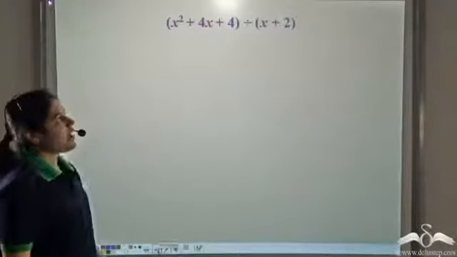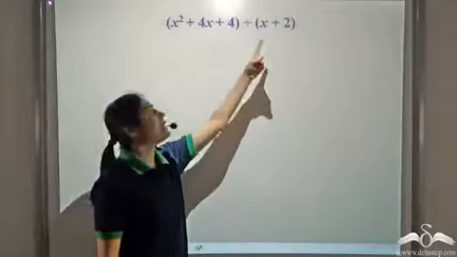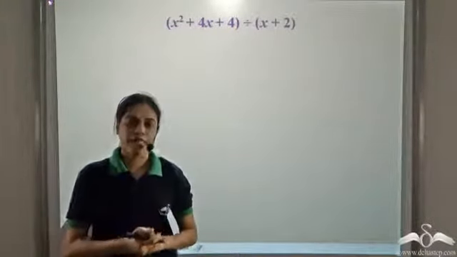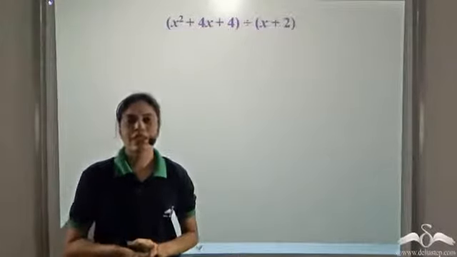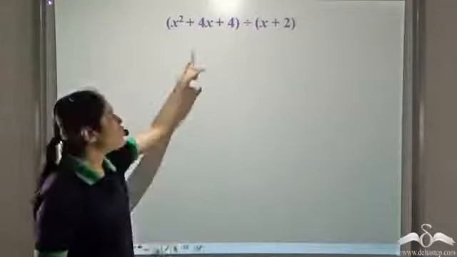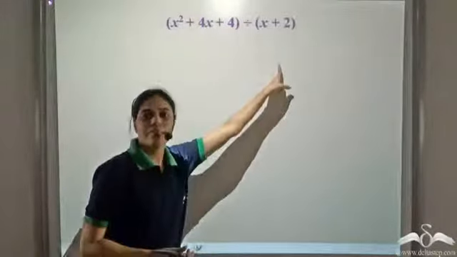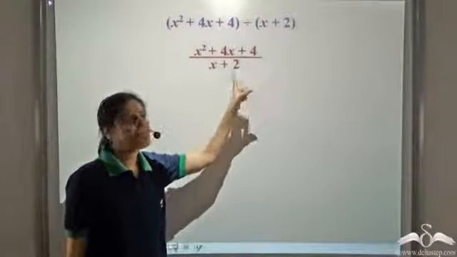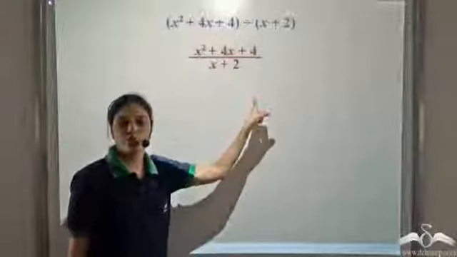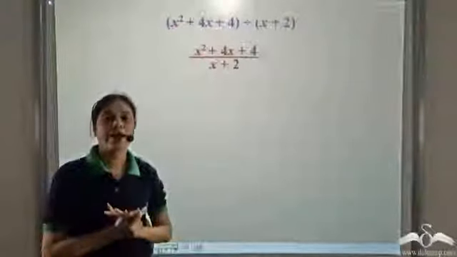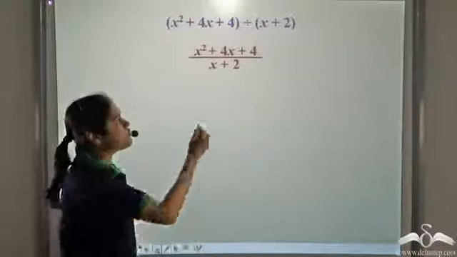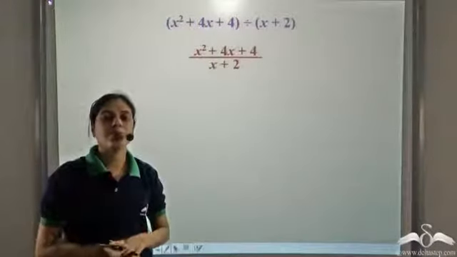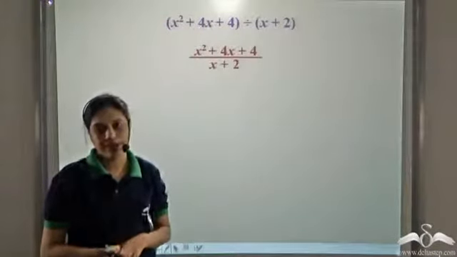But what if we have to divide an expression by another expression which is not a monomial? That is, if we have to divide an expression with an expression containing more than one term. So, how do we divide this expression by this expression? X square plus 4x plus 4 divided by x plus 2. So, the first step is to factorize both the expressions. We need to factorize this and write it in terms of the product of its irreducible factors.